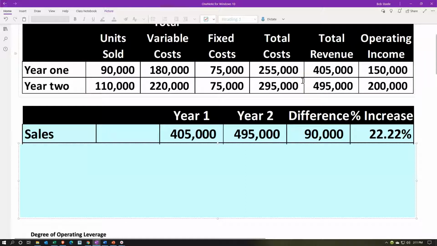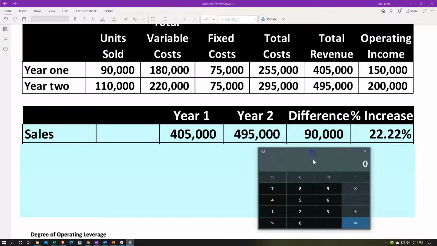Then we want to get used to these difference calculations and these percent increase and decrease type of calculations as we go through this. Very useful to do this. Obviously, if we're thinking about the difference, we're just going to take year two, 495,000 minus year one, 405,000. That's a dollar difference of the 90,000. If I want to take the percent change, then I'm going to take that difference, that 90,000 change, divided by the original number, year one number, which is the 405,000.